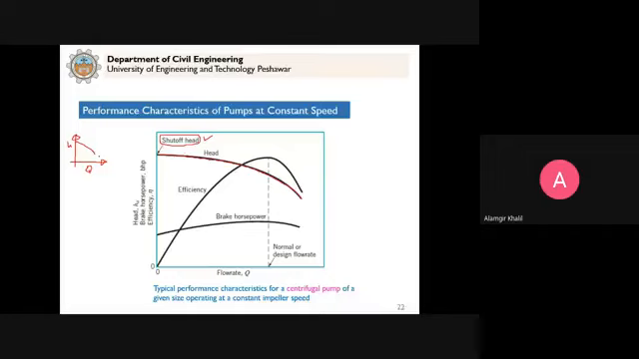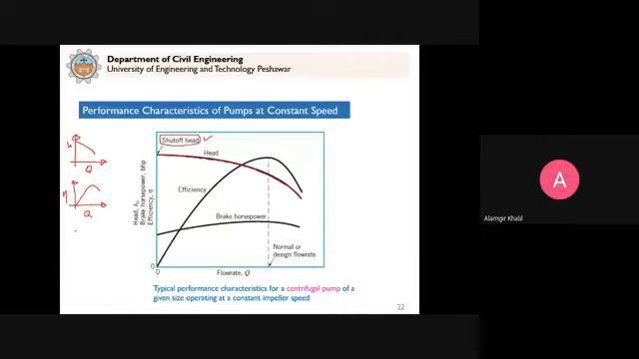So when we have this curve here, next the second curve that we can draw can be for the efficiency of a pump. Efficiency we denote by eta, with respect to discharge. We will find that with 0 discharge, there is 0 efficiency, and it will increase and then decrease like this. Clear?